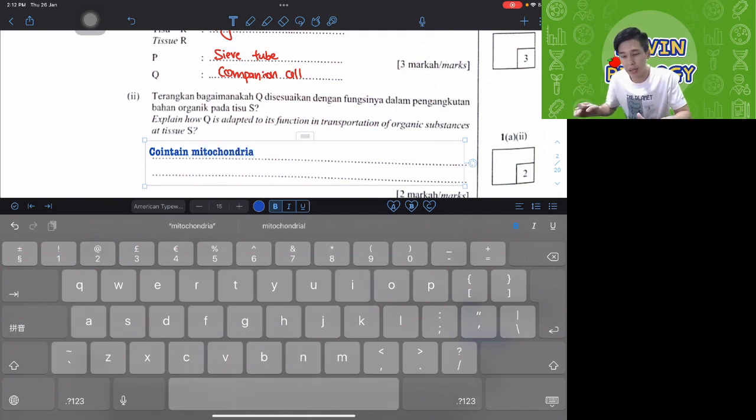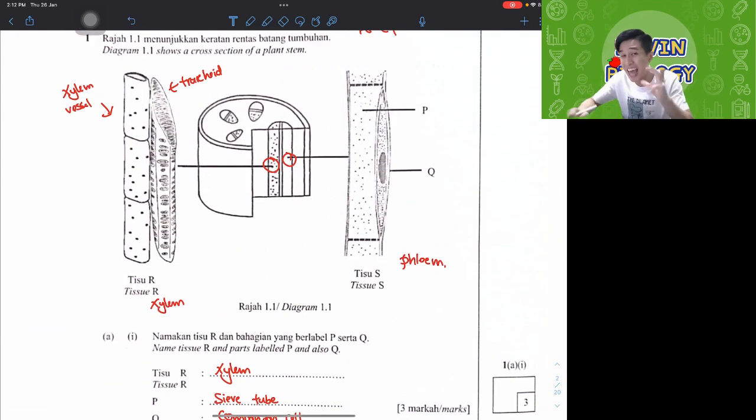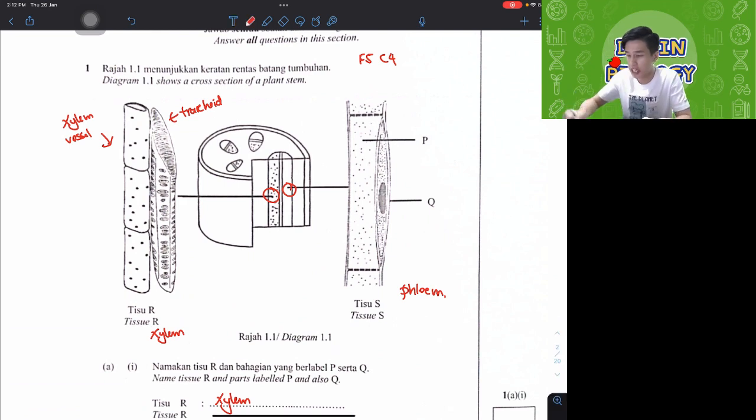mitochondria. What does mitochondria do? Obviously provide energy. Now I'm going to explain a bit first before I continue here. So what is the energy for? This energy is to help the phloem transport the sucrose from the leaf into the sieve tube. That's what the friend is for.